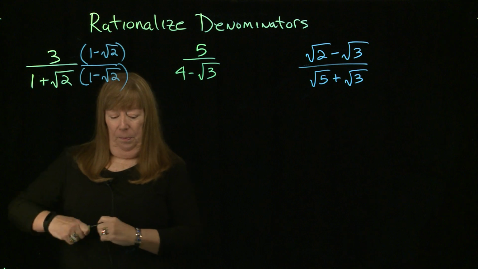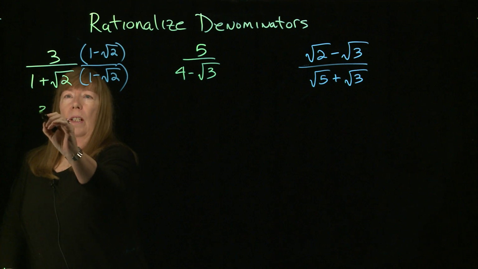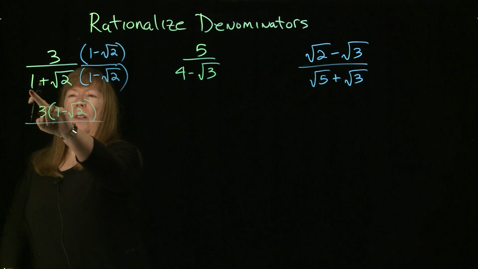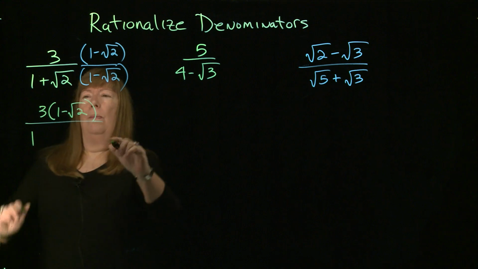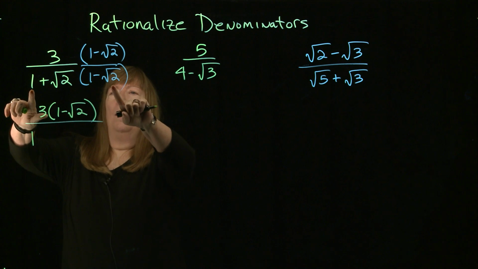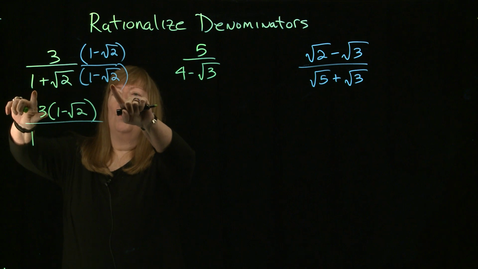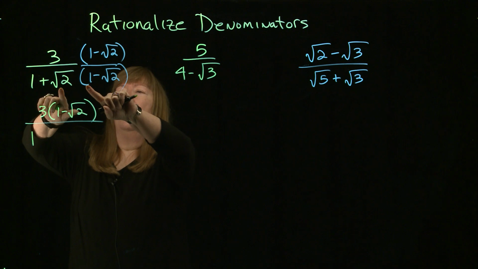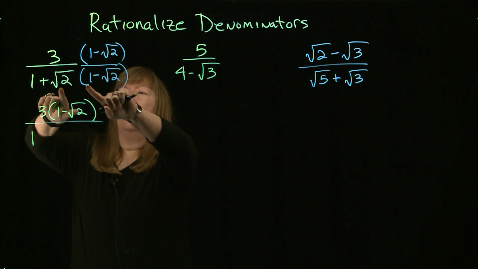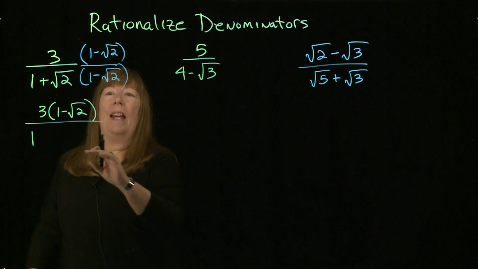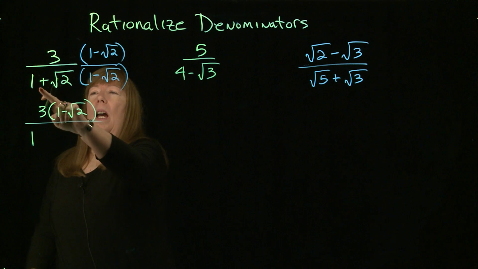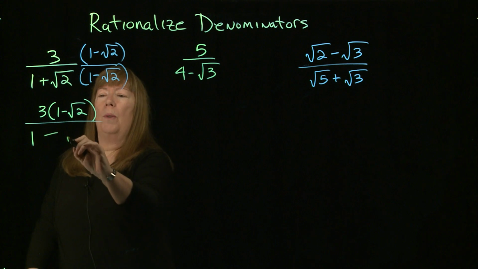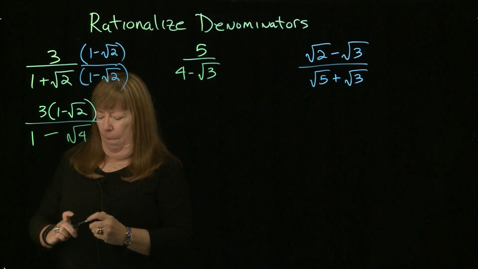Okay, so I'm just going to leave the numerator in factored form, but let's look at the denominator. First, 1 times 1 is 1. Outsides, 1 times negative the square root of 2 is negative the square root of 2, and insides, 1 times positive the square root of 2 is positive the square root of 2, and they knock each other out. Now I'm on last. Positive times negative is negative. Square root of 2 times the square root of 2 is the square root of 4.